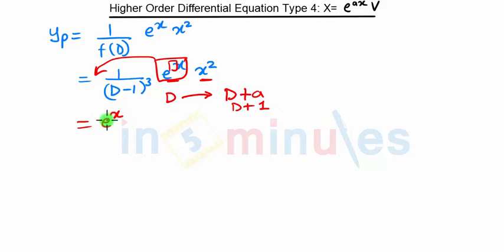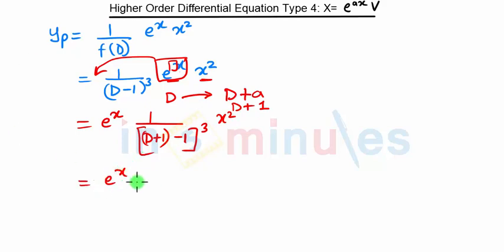So we have taken e raised to x out of the operator (D minus 1) the whole cube. Then we replace D by D plus 1, and this minus 1 will remain as it is, the whole cube into x square. So this term will become e raised to x into 1 upon (D plus 1 minus 1) the whole cube. So minus 1 and plus 1 will get cancelled, and here we have D cube into x square.